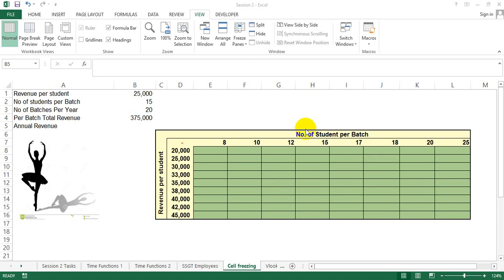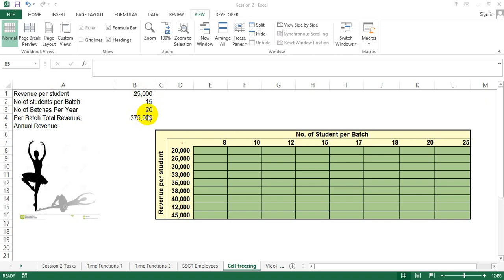Hi, this particular example is a very interesting use of cell freezing in the context of a dance academy. Supposedly, we're running a dance academy where the revenue charged per student is rupees 25,000. We are looking at about 15 students in each dance batch.